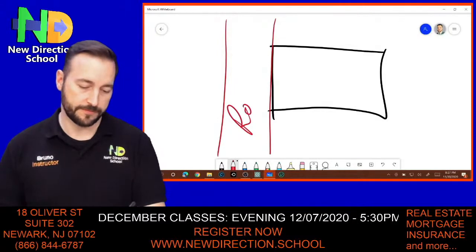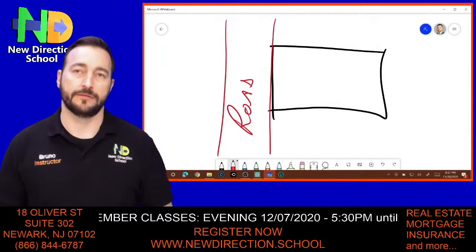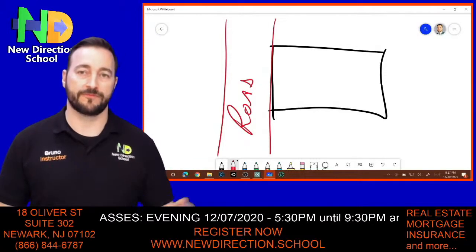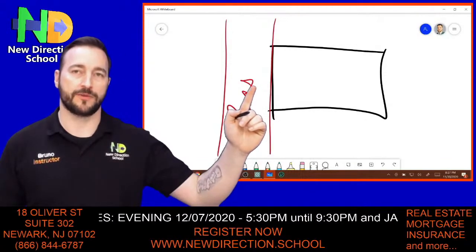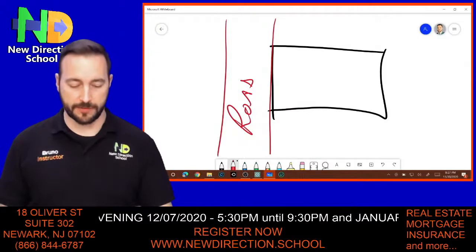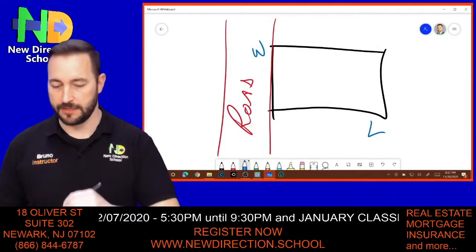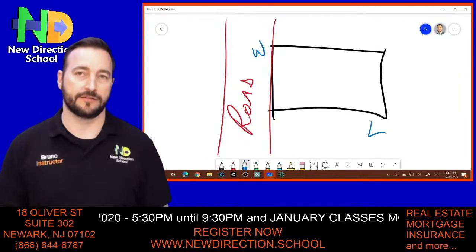Here is the road, right? So where is the front of the house or the lot? The front of the house is going to be this right here. So the first number they give you is the width. Second number is length, okay?